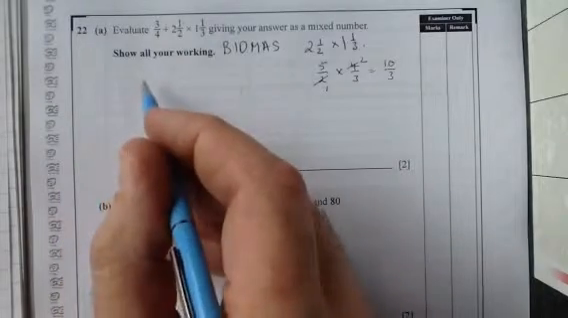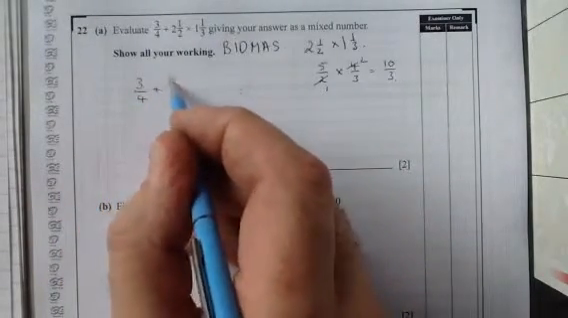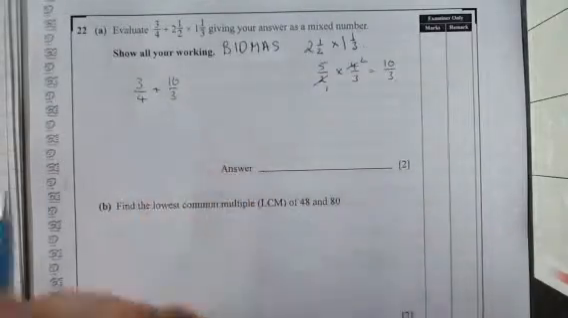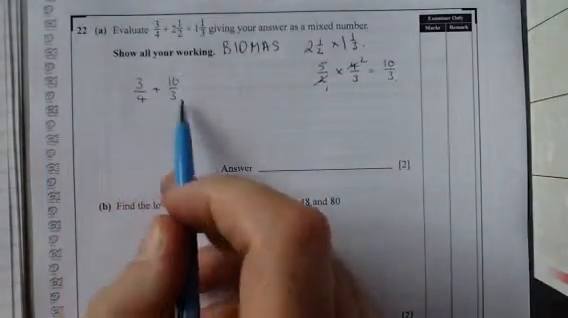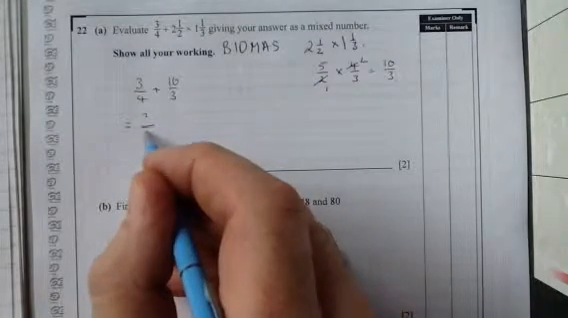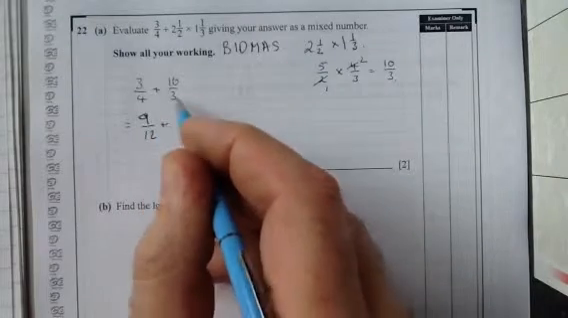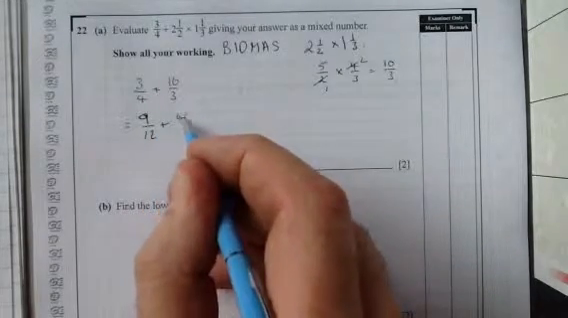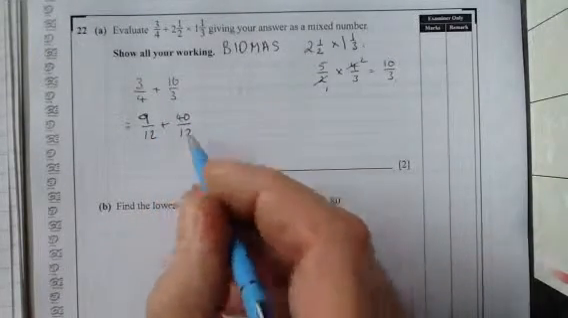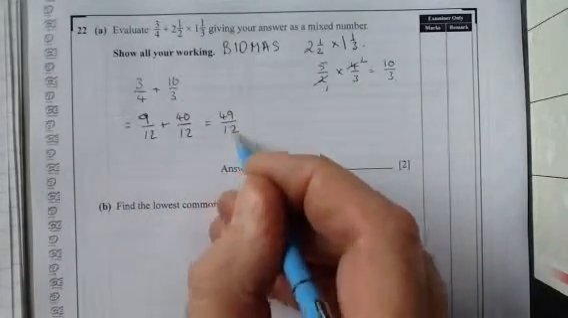So then we've got to do the second part of the calculation now. 3/4 plus 10 over 3. So we need a common denominator. The common denominator between 4 and 3 is 12. So we need to multiply top and bottom by 3, so it becomes 9/12, plus we need to multiply top and bottom by 4, so 40. And then we add the numerators, so it's 49 over 12.